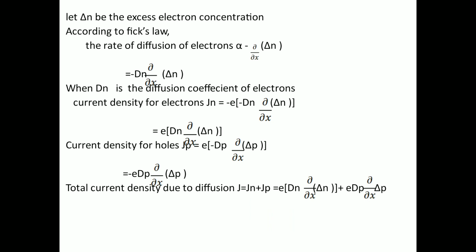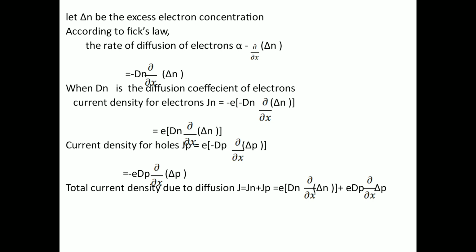Non-uniform means some places have excess electrons and some places have low electron concentration. That excess electron concentration we assume to be delta n. According to Fick's law, the rate of diffusion of electrons is directly proportional to minus del by del x of delta n. Removing the proportionality, we write a constant: minus Dn del by del x of delta n. Dn is the diffusion coefficient of electrons.